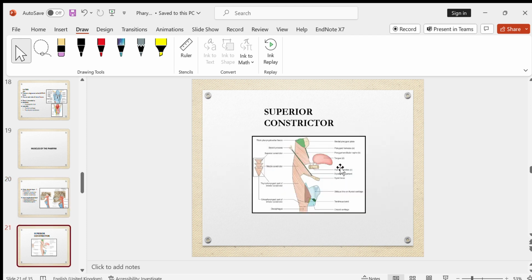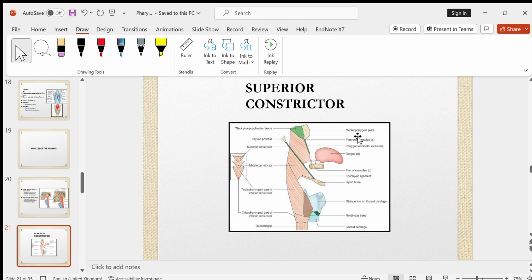This is the superior constrictor muscle at the top. Its origin is, as you can see in this picture, from the medial pterygoid plate, the pterygoid hamulus, the pterygomandibular raphe, and part of the mandible. This is the origin of the superior constrictor. The insertion of all constrictors is posteriorly on the pharyngeal raphe. So first of all, we'll discuss the origins of the three constrictors and eventually we'll discuss the insertion. So the origin of the superior constrictor is the medial pterygoid plate, the pterygoid hamulus, the pterygomandibular raphe, and part of the mandible.